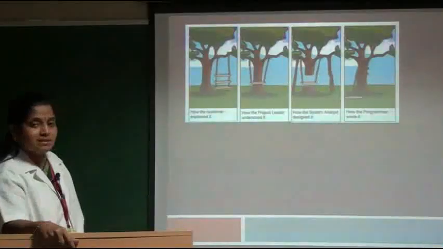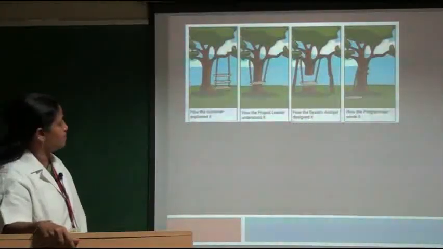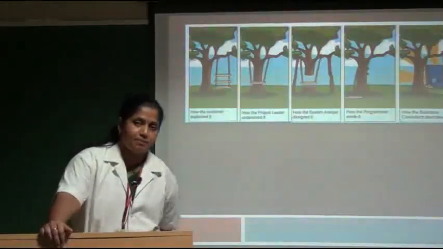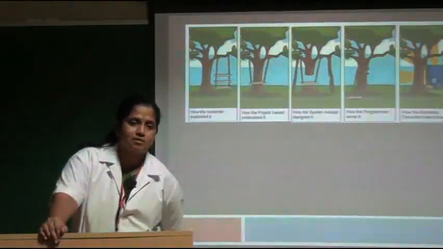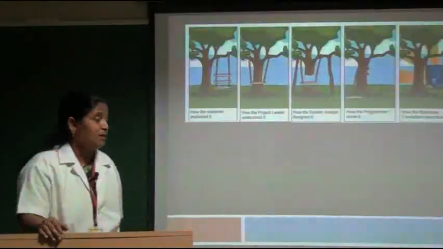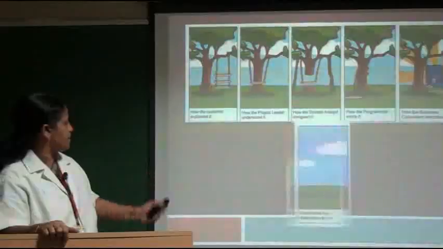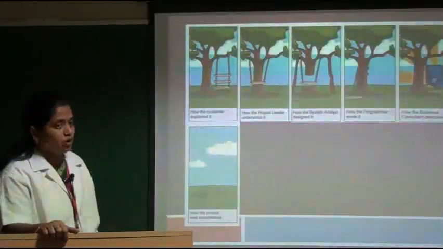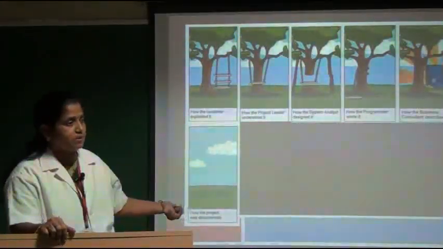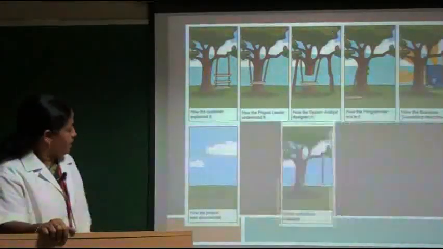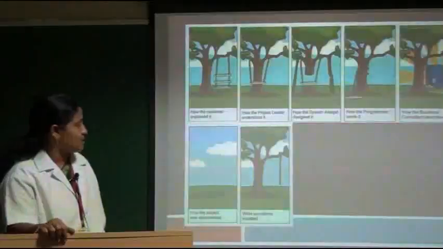This is what happens in real-time applications. And how did the business consultant describe it? The business consultant is the person who markets the software, and how he described it to another client or another person. And how was the project documented? That means it is zero documents, nil documents. You can't infer anything from this. Then what operations were installed.